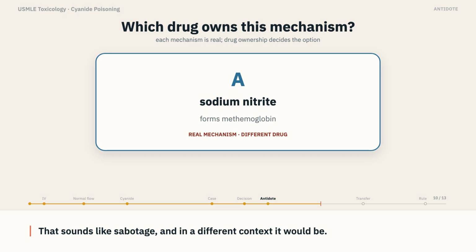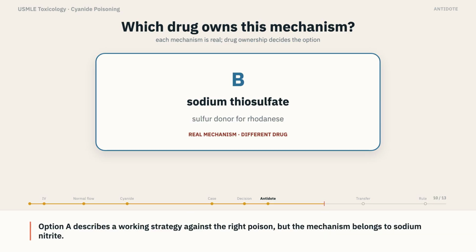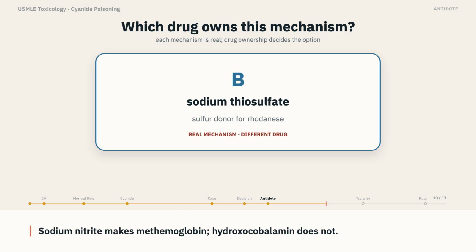That sounds like sabotage, and in a different context it would be. But ferric iron is exactly what cyanide likes to bind. So you have deliberately created a large pool of ferric iron in the bloodstream that pulls cyanide away from the mitochondria. Option A describes a working strategy against the right poison, but the mechanism belongs to sodium nitrite. Sodium nitrite makes methemoglobin. Hydroxocobalamin does not. If an option says induces methemoglobin formation, connect it to nitrite.